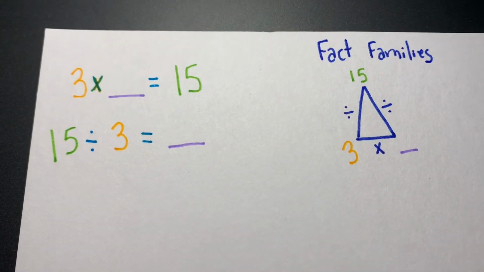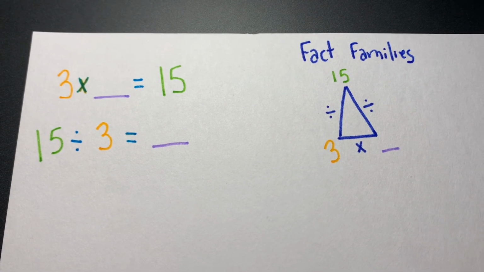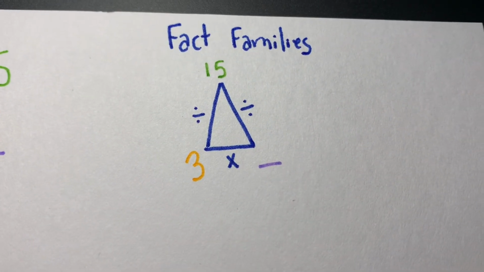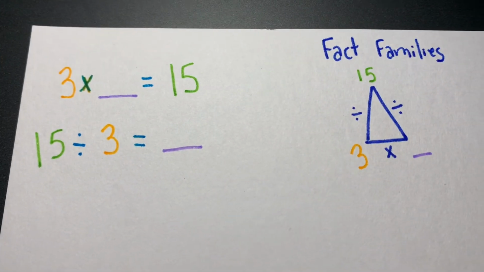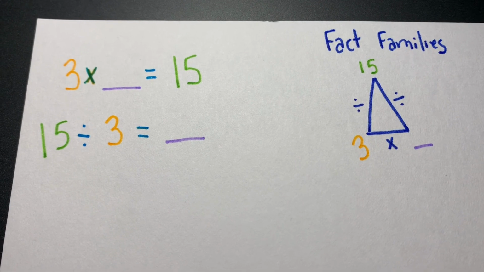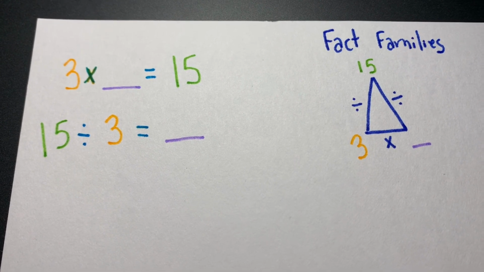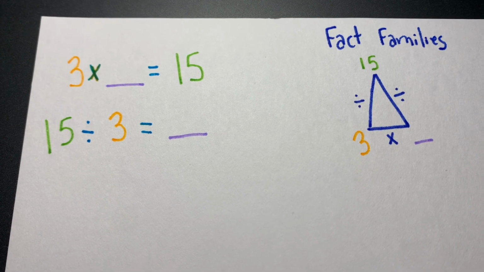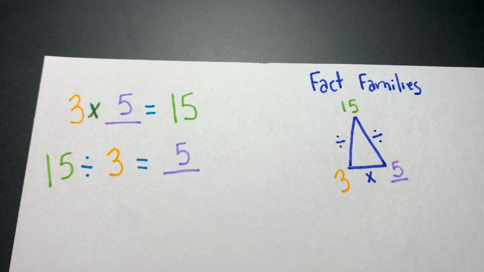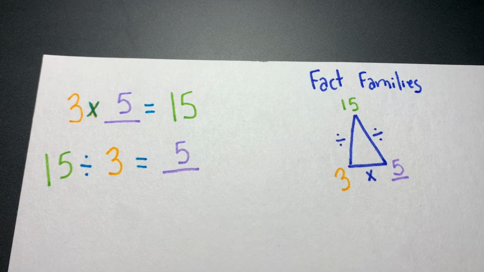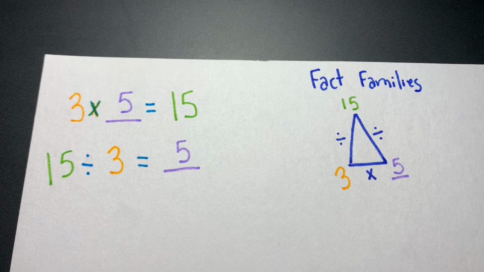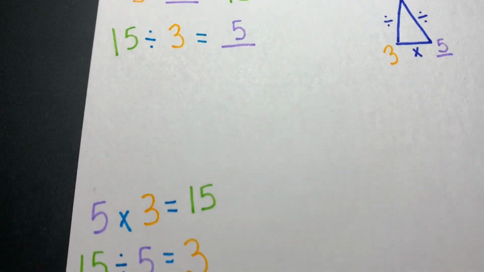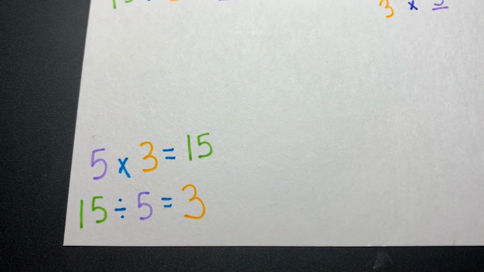The great news about division is that because it's the inverse operation of multiplication, you can use fact families to help you solve. If I can remember 3 times what equals 15, then I can solve a problem like 15 divided by 3 pretty quickly. Because I remember that 3 times 5 equals 15, I can easily know that 15 divided by 3 equals 5. This fact family also helps me to remember these two facts. Super cool.